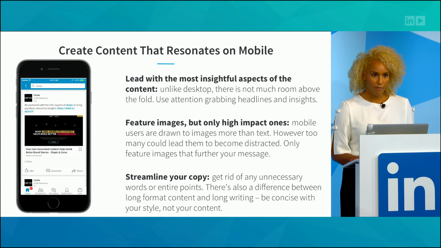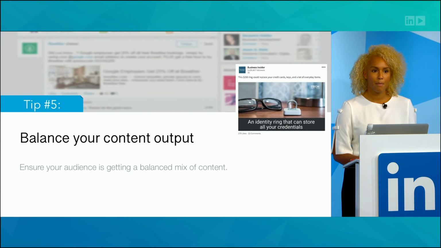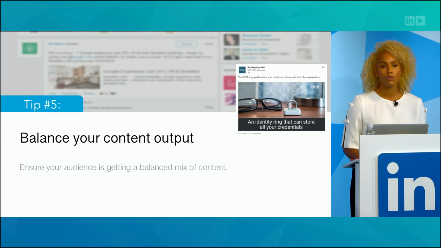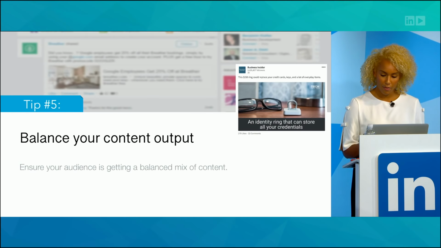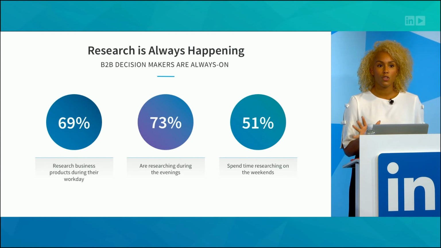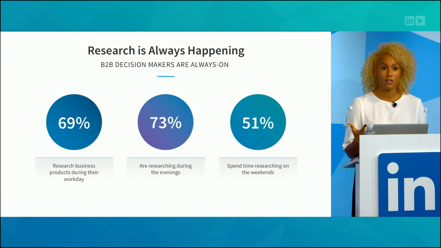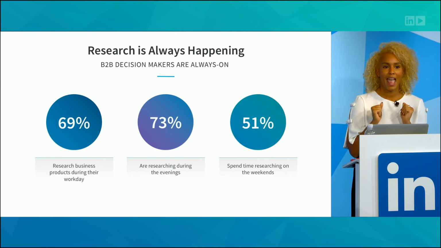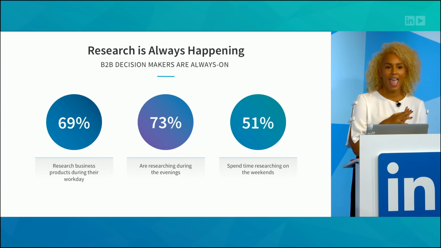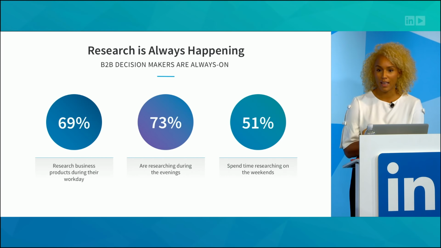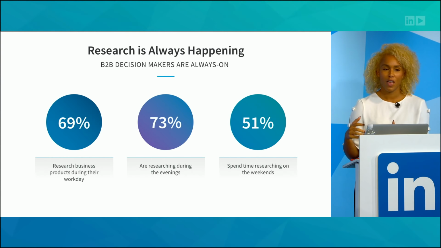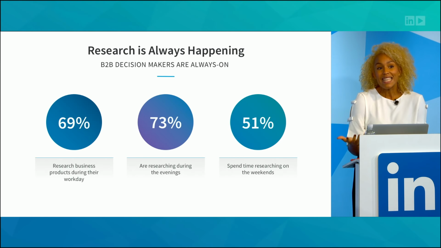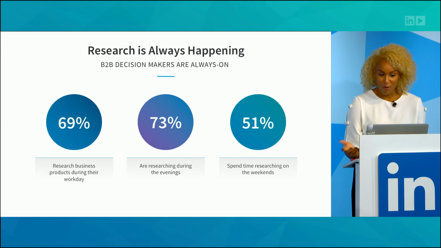So tip number 5 is balance your content output. Rachel talked about this, so I'm going to fly through this section. But research is always happening. Think about B2B decision makers, they're always on. They're researching during the workday, and in the evening, and they're spending time researching on weekends. I don't know about you guys, I'm always on my phone, I'm always looking at different research. I don't know why, but that means that you should really be always on.